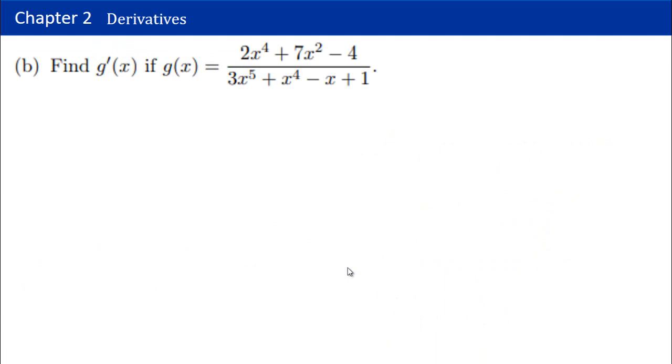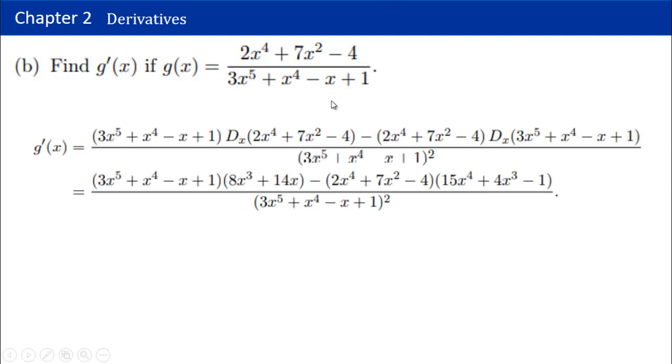Now, let's proceed to the derivative of this letter B. So, we have to derive this 2x to the 4th plus 7x squared minus 4 over 3x to the 5th plus x to the 4th minus x plus 1. So, kopyahin ang denominator. Huwag kayong mag-alala kung mataas. Kopyahin ang denominator times derivative of the numerator minus, always minus pag may quotient, copy this one and the derivative of the denominator. So, over denominator squared.